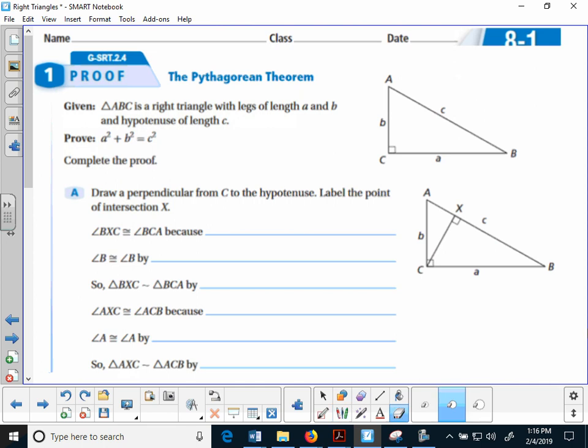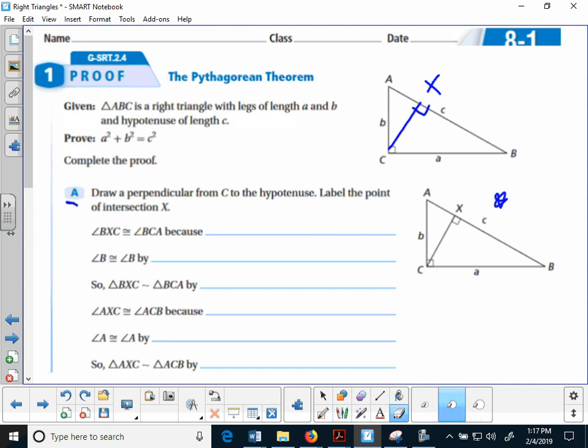Your first step, if you look here, is to draw a perpendicular from C to the hypotenuse, and then label that point of intersection X. So the first thing you do when you have a blank triangle like this is you're going to do this sketch, and you're going to go right there, that's 90 degrees, and you label that X, which is what they did right here in this step.